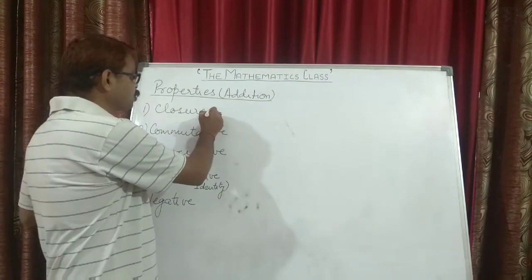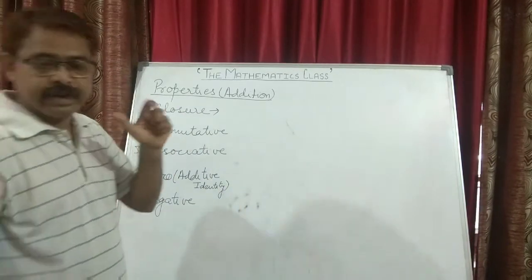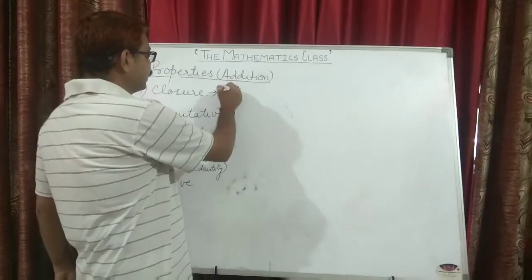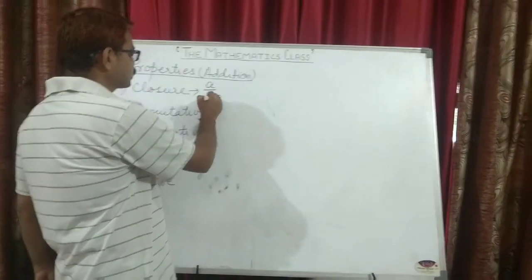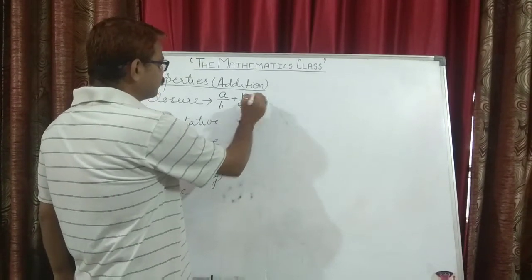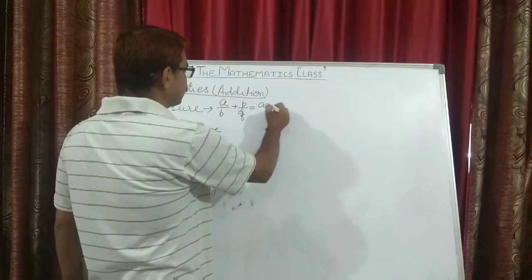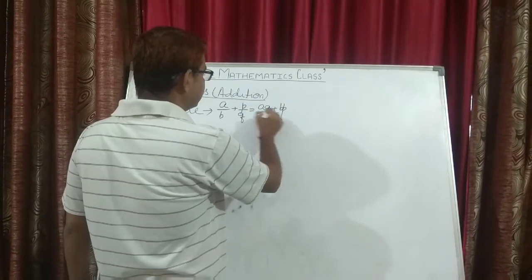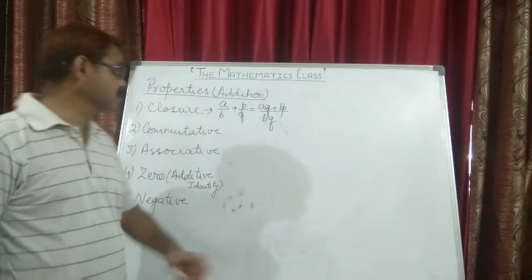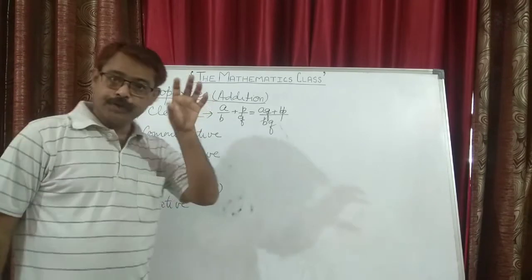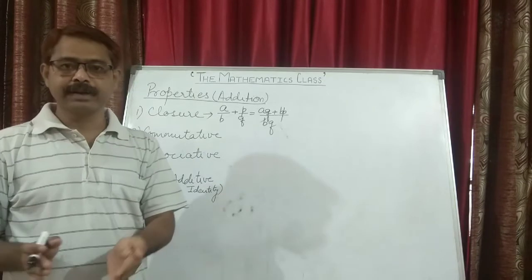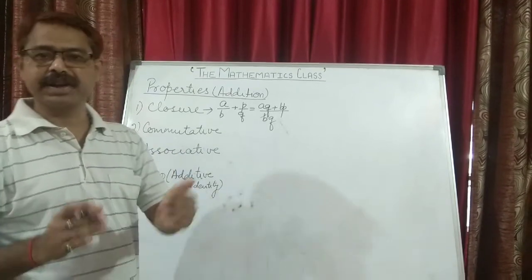So first, what is closure property? If in a set of rational numbers you take any two rational numbers, whatever comes as the value, aq plus bp upon bq, is also a rational number. What is the meaning of closure property? If you add two rational numbers, whatever value you get, that is again a rational number.